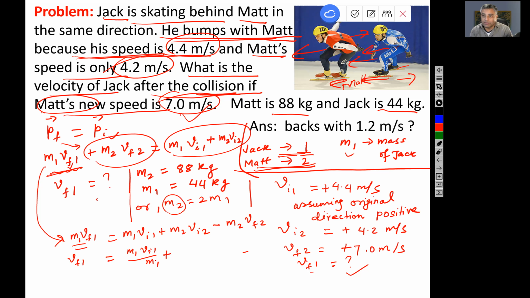So by doing this, what's the advantage? I can cancel m1, so I don't need to worry about plugging in those masses and punching them in the calculator. But of course, you are free to do whatever you feel comfortable with, okay? So for m2, let's use 2m1 and see what happens. There is m1 coming from that side, and that cancels the m1. So that's what I meant when I said you don't need to use those numbers 44 and 88 if you were to use this idea here.